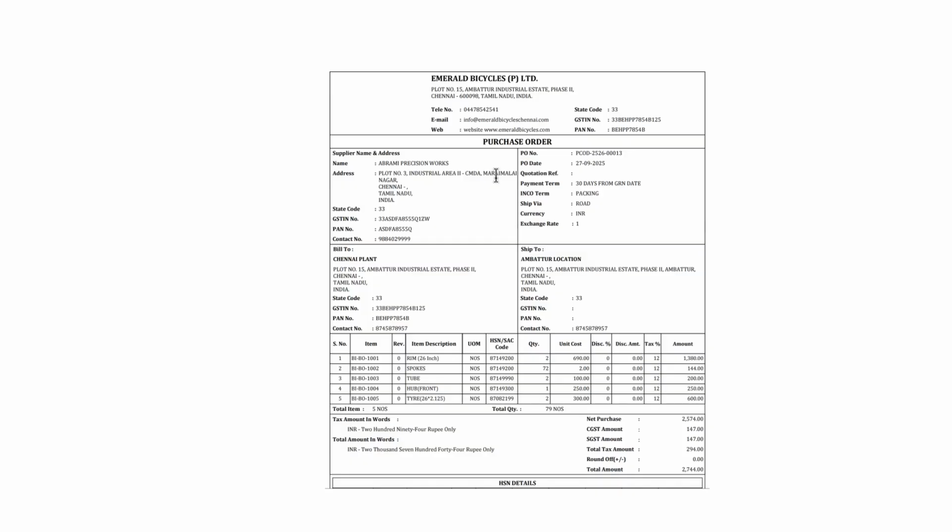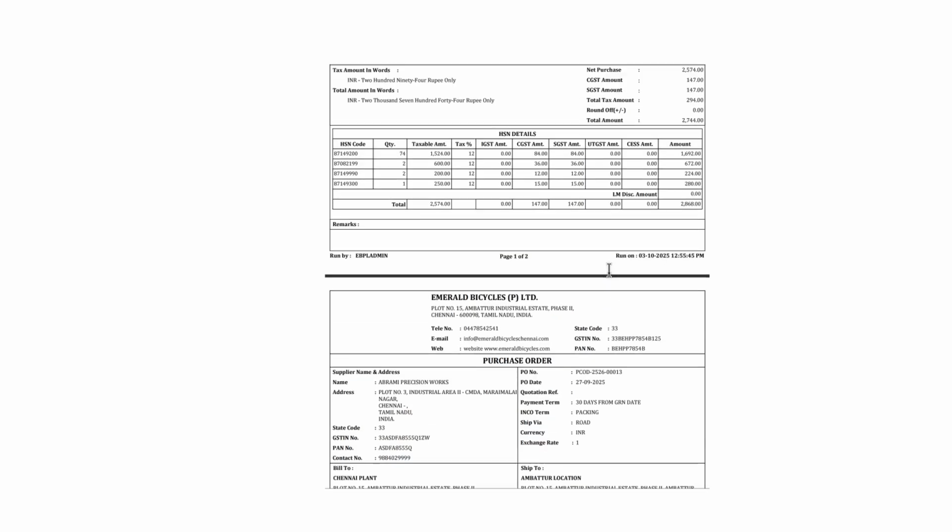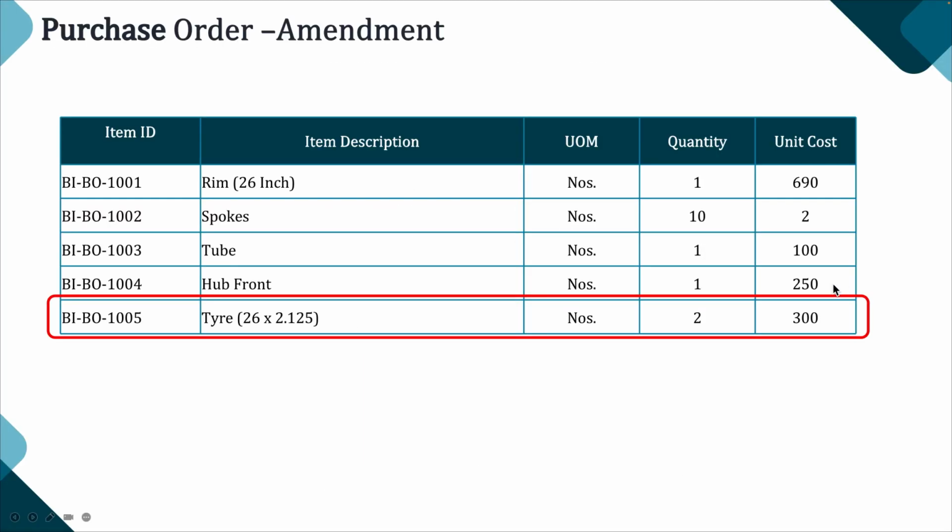In this video, we will learn about a purchase order amendment. Before a purchase order amendment creation, so this is the report of the purchase order for which a modification has to be done. And so, this is the item which we have picked.